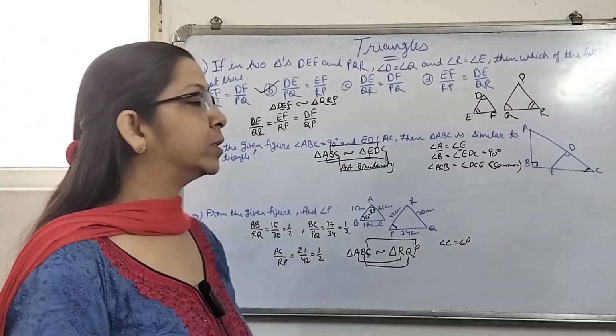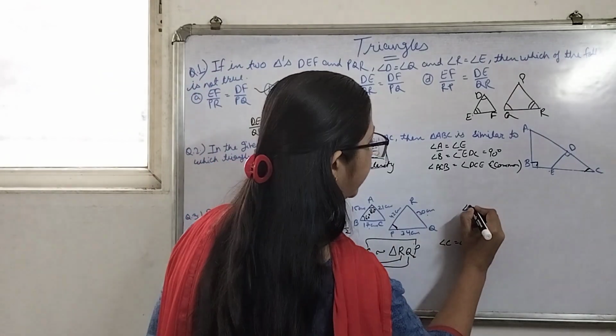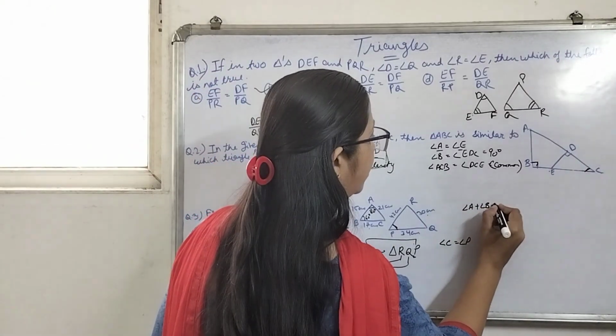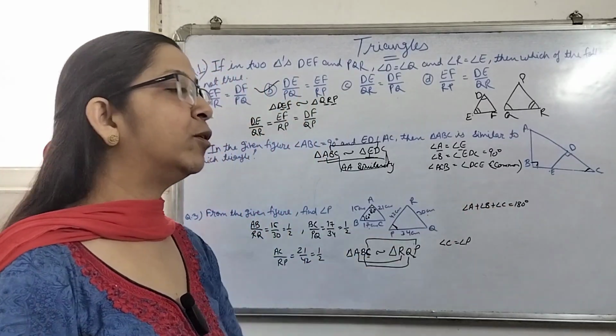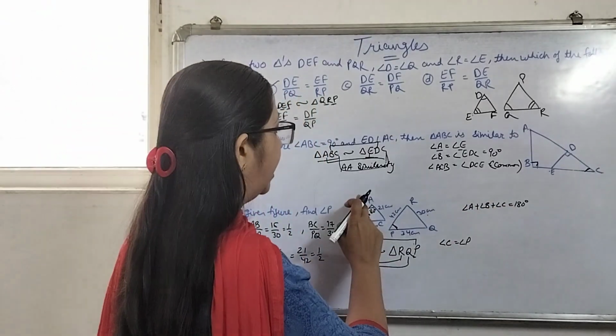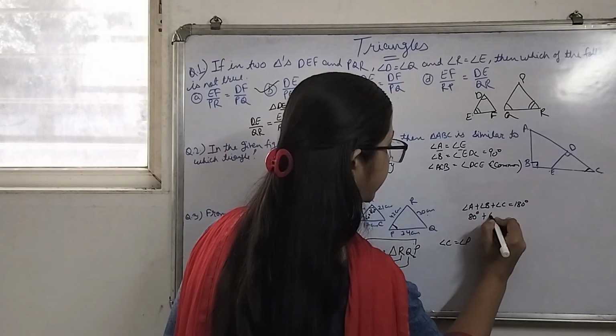We know the sum of all the angles of a triangle is 180 degree. That simply means angle A plus angle B plus angle C is 180 degree. If the sum of all these three angles is 180 degree, angle A we know it is 80 degree, angle B is your 60 degree.